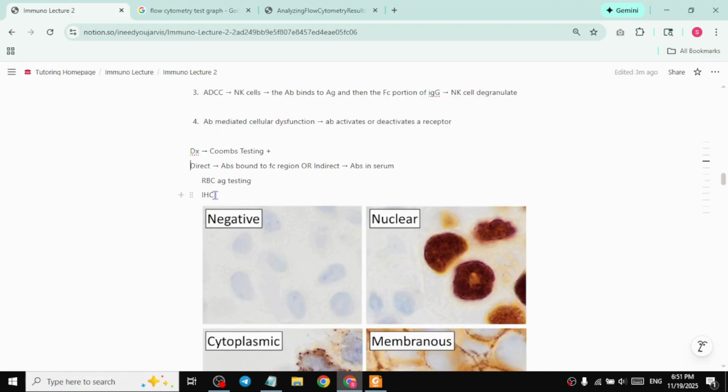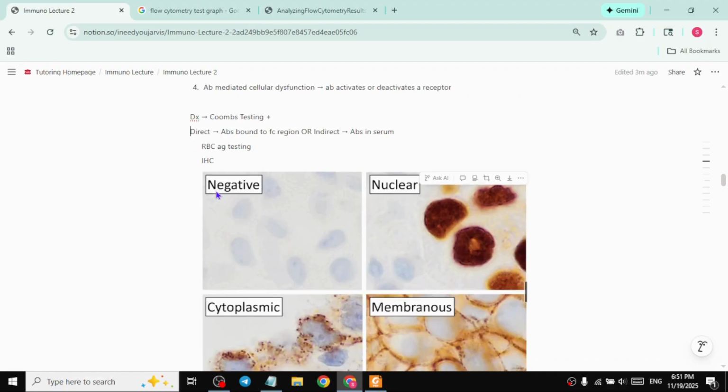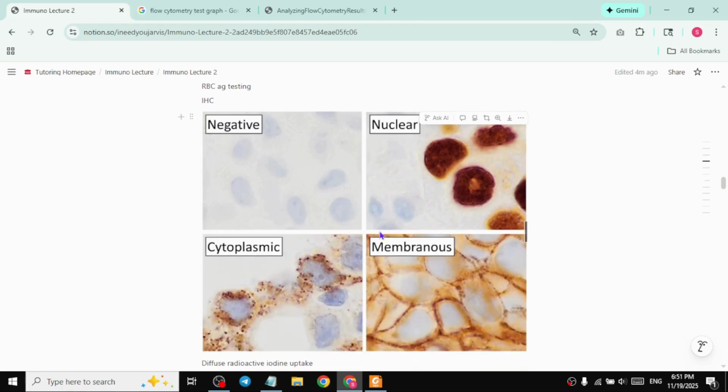The other way is immunohistochemistry, right? Immunohistochemistry stains or immunohistochemical slides. What they do is they have antibodies which basically bind to tissues. Once they bind to tissues, they change into a different color, right? So, for example, you see, this slide is negative. This is just an immunohistochemical slide, right? This slide is negative.